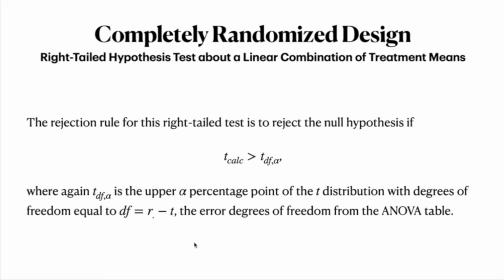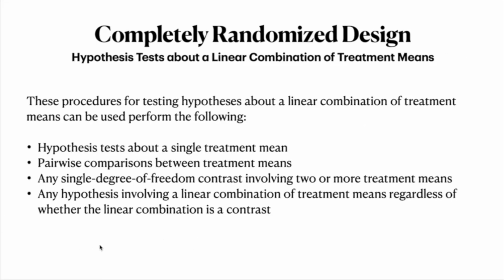All right, so we've looked at a procedure for testing hypotheses about linear combinations of treatment means. These procedures can be used to perform the following: a hypothesis test about a single treatment mean, pairwise comparisons between treatment means, more generally, any single degree of freedom contrast involving two or more treatment means, and finally, any hypothesis involving a linear combination of treatment means regardless of whether the linear combination is a contrast.